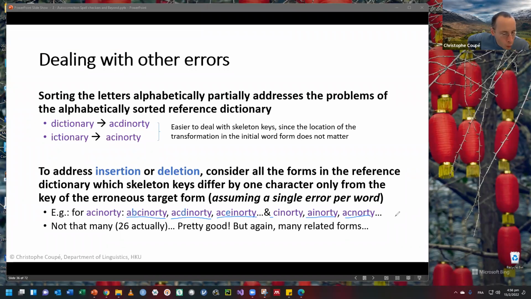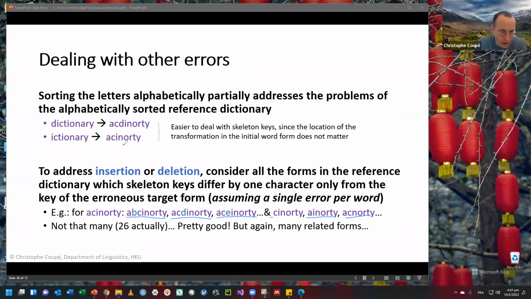So if we check these 26 modified skeleton keys, we will find all the forms in the dictionary which are one deletion or one insertion away from our target form. Only 26. We don't need to consider the tens of thousands of options like what I had told you before. So that's pretty good. That's still many, many possibly related forms, but that's at least much better than before. So using skeleton keys will really simplify the problem.